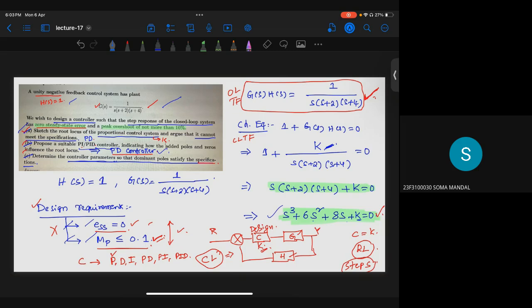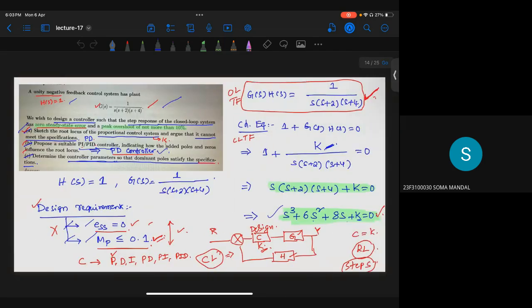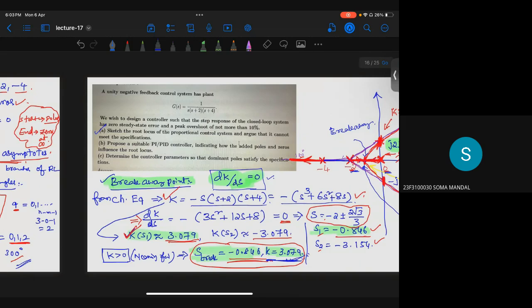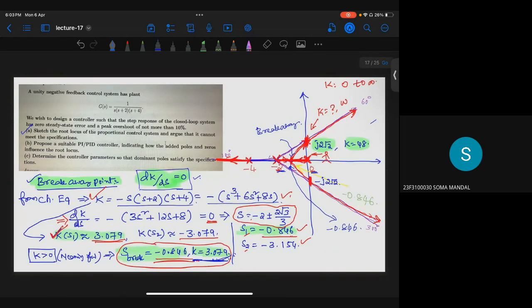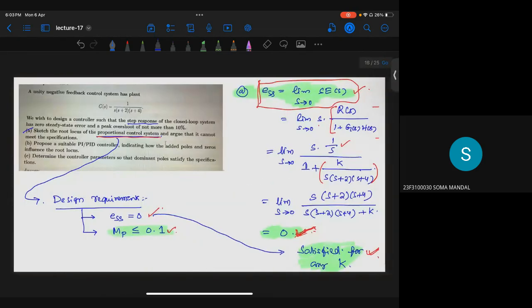The lead lag, we'll go in two steps. I'll just come to that point. We'll go in two steps. So here these are the questions. First, we have to consider the proportional controller. Then draw the root locus. The steps are the same for drawing the root locus by considering the proportional controller. This is our root locus. Based upon the root locus, we have to answer this question.